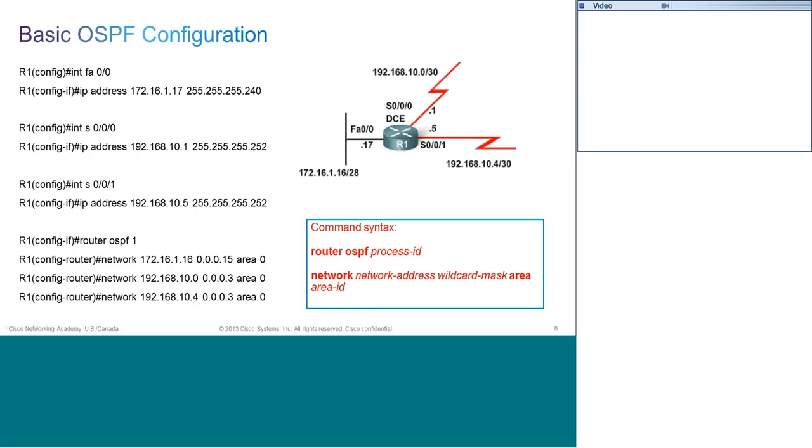A shortcut for calculating the wildcard mask, if you've forgotten it, is to subtract the subnet mask from 255.255.255.255. So if you would do that calculation here with this 255.255.255.252, you would end up with 0.0.0.3.